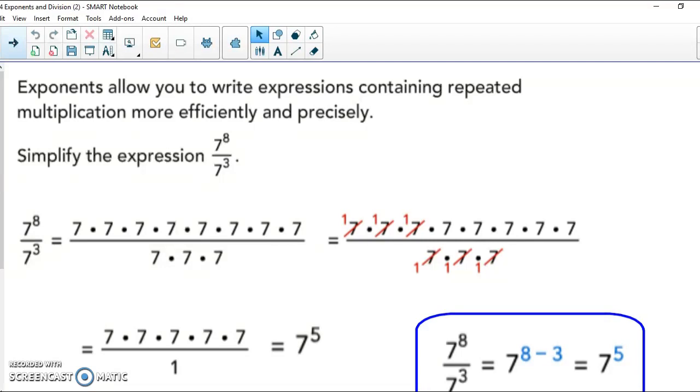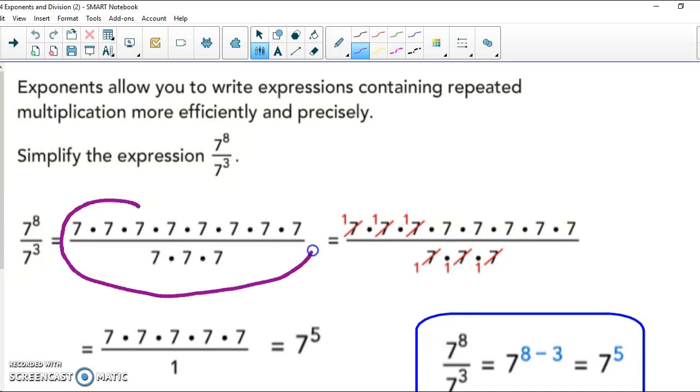So the first thing we want to review is that exponents allow us to write expressions that have repeated multiplication in them, but to write them in a way that's more efficient and more precise. So rather than listing out all of the factors individually like we have done here, we can list them out in a shorthand way that's more efficient but more precise. It's easier for us not to make a mistake.